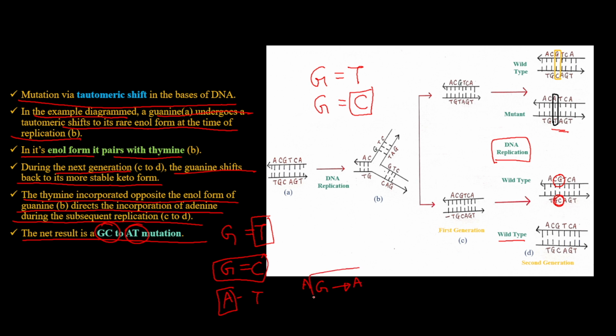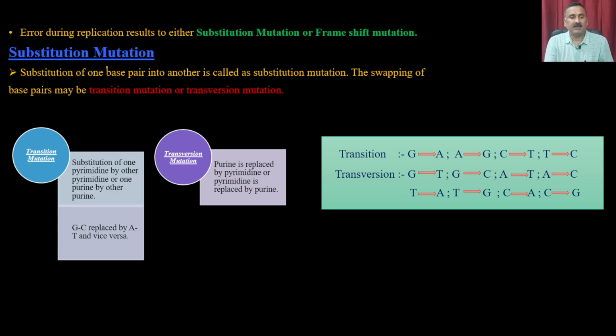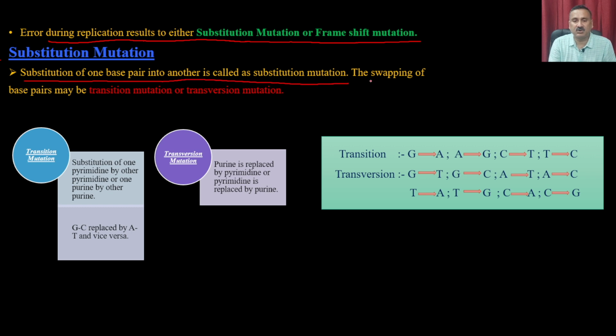And if you have G to A mutations, then it is actually going to change many things. It is going to change the amino acid corresponding to the G to A substitution and so on. And then you have the substitution mutations. So, error during replication results in the substitution mutation or the Frameshift mutations. Substitution of one base pair into another is called a substitution mutation. The swapping of the base pair may be a transition mutation or the transversion mutation.